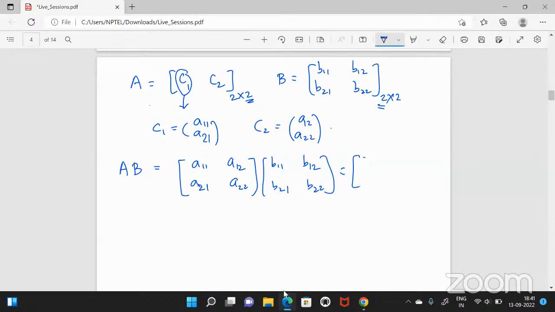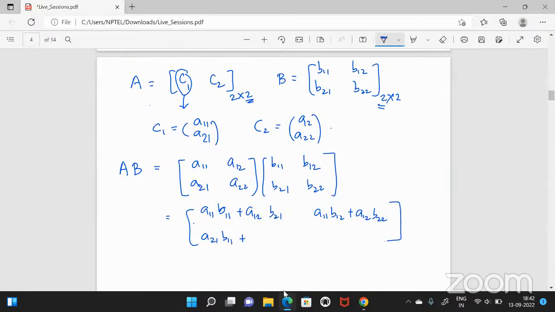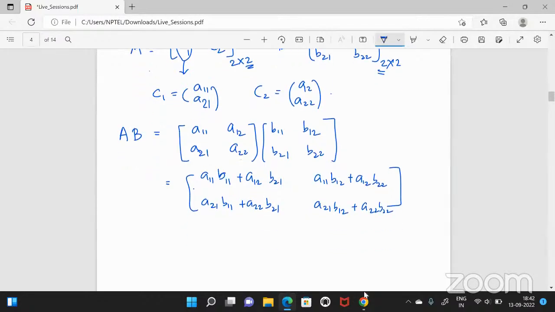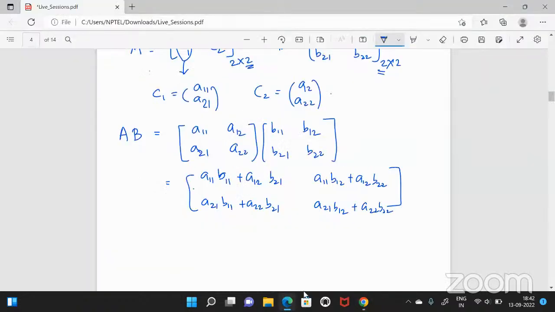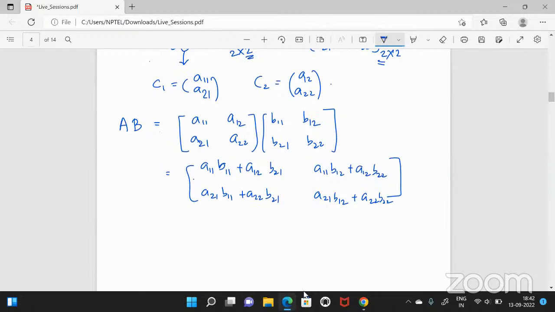So when I multiply, I'll get A11 B11 plus A12 B21. Write it below. And then A11 B12 plus A12 B22, A21 B11 plus A22 B21, A21 B12 plus A22 B22. Now, the question is in terms of B11, B21 and all, and C1 and C2. So I want to write it in terms of C1, C2.